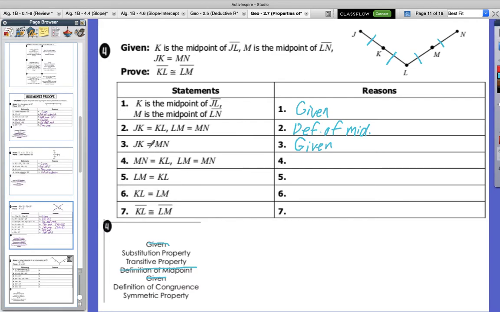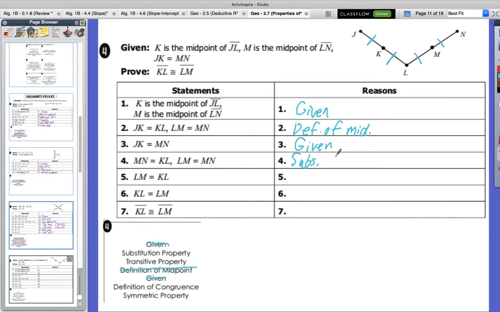Now we're probably going to use the information though if we just put it here. We're probably going to use that on step 4. So the fact that the measurement of segment MN is equal to the measurement of segment KL, and the measurement of segment LM is equal to the measurement of segment MN. Well, the second part we've seen before from step 2. What changed from step 2 to 4? Well, now the measurement of segment JK is the measurement of segment MN. That's because in step 3 we're told they're the same thing. So we substituted those two.